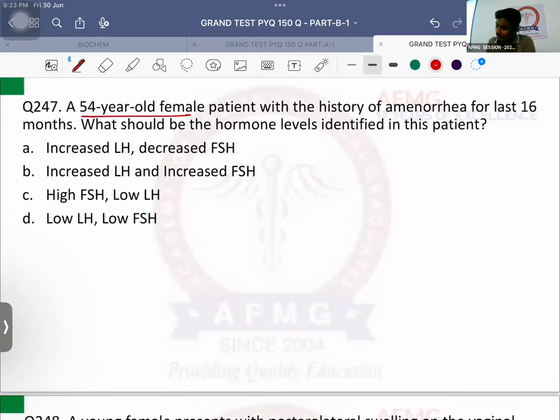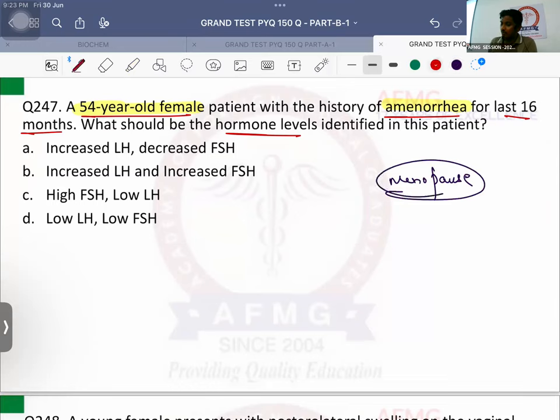Question number 247. 54-year-old female patient with history of amenorrhea for the last 16 months. What should be the hormone levels identified in this patient? In 54-year-old patient, amenorrhea, that means she is a case of menopause.